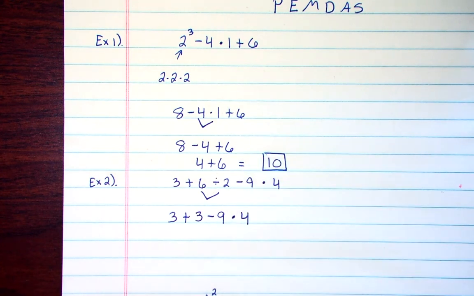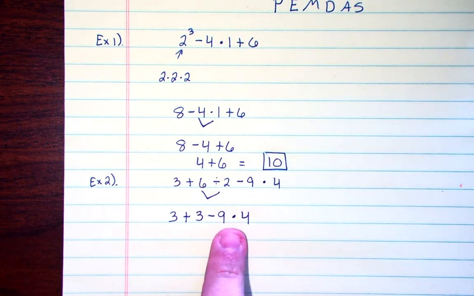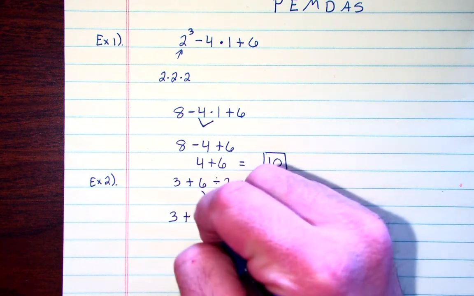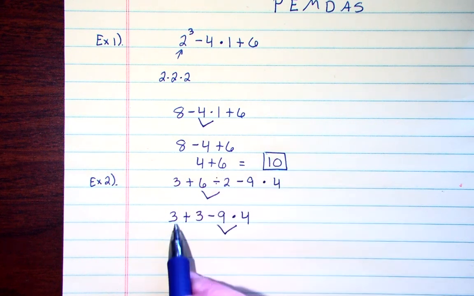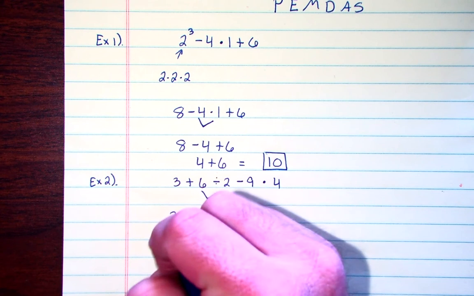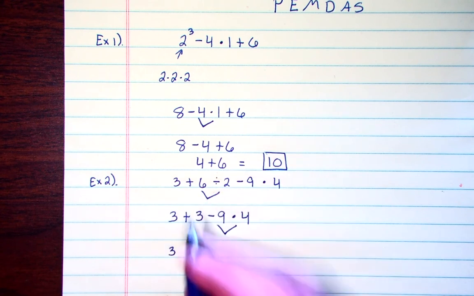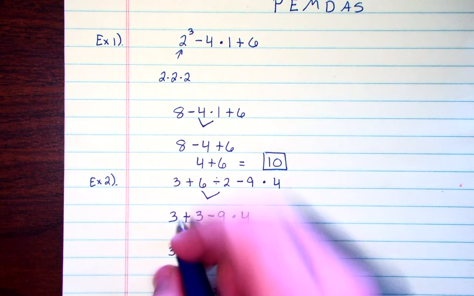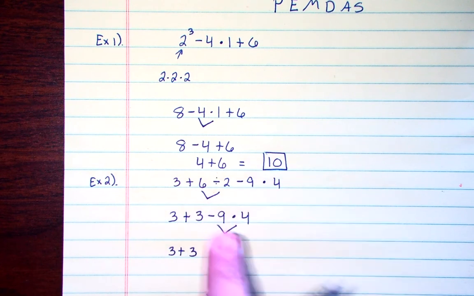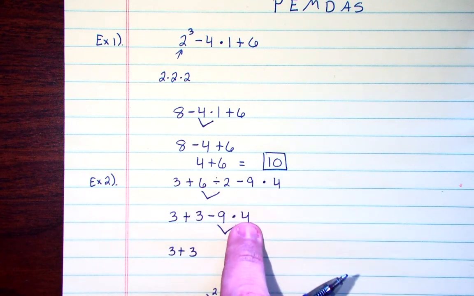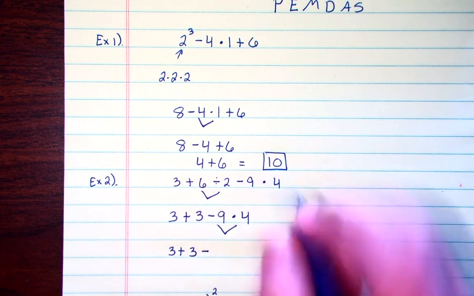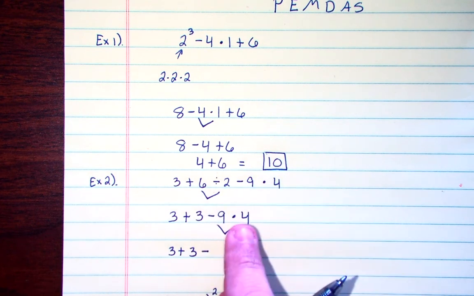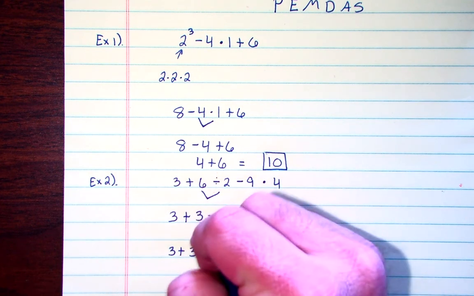Well, now we still have a multiply sign, don't we? So we have to multiply right here. So bring down the 3. Bring down the plus sign. Bring down the 3. What is a negative times a positive? Well, a negative times a positive is a negative. 9 times 4 is 36.